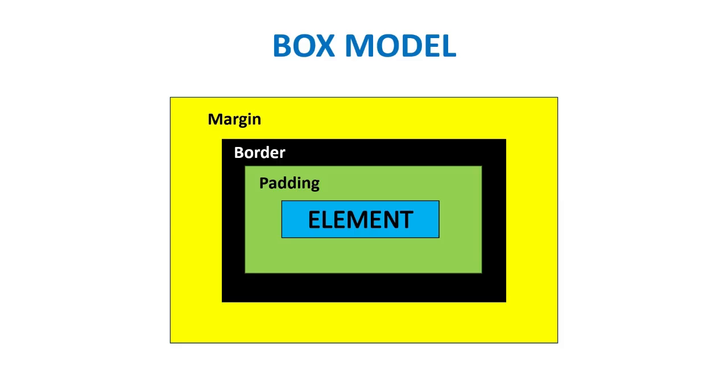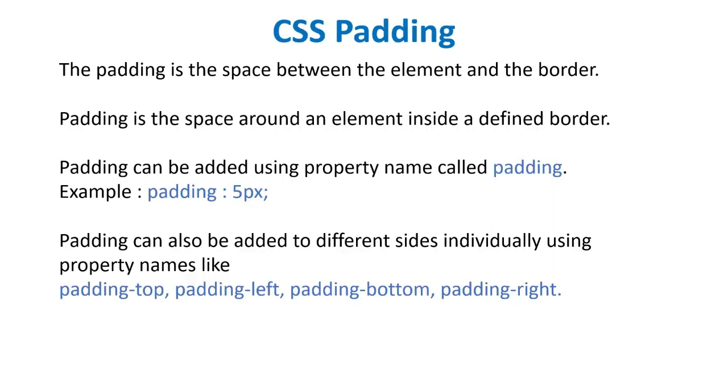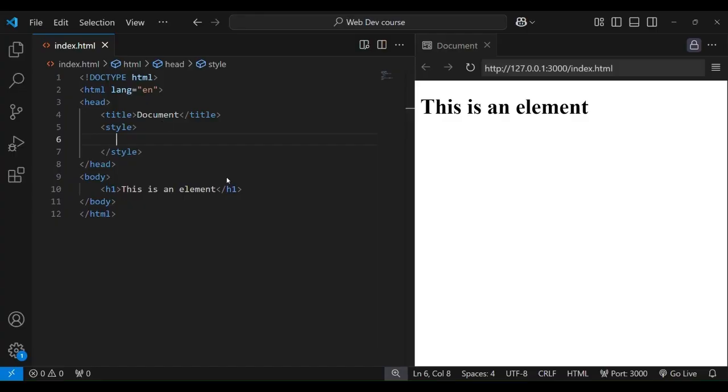Let's learn in detail. The padding is the space between the element and the border. Padding is the space around an element inside a defined border. Padding can be added using the property name padding. Example, padding: 5px. Padding can also be added to different sides individually using property names like padding-top, padding-left, padding-bottom, padding-right. Let's see a quick demonstration of how it works.